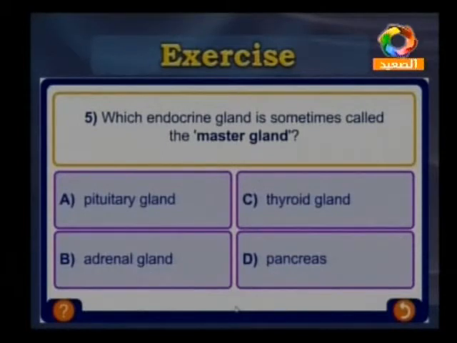Next, we have number 5: which endocrine gland is sometimes called the master gland? It's very easy to know. We have the pituitary gland here. Excellent. It's the master gland, or the leader of the endocrine glands, because it is responsible for controlling each one of these glands.